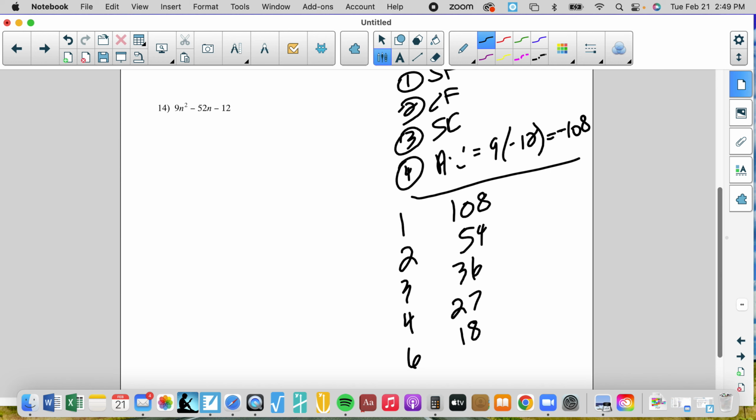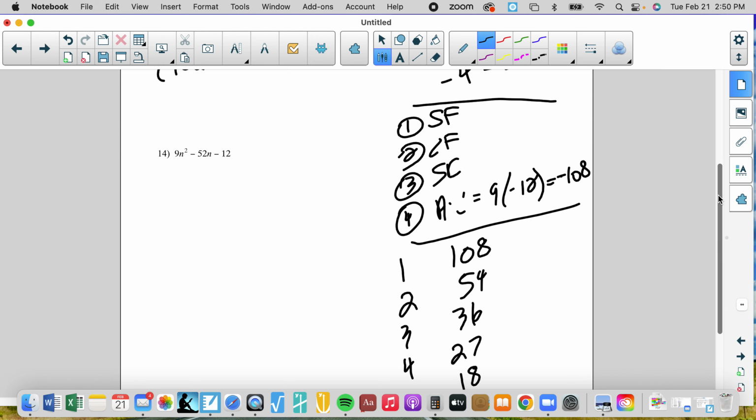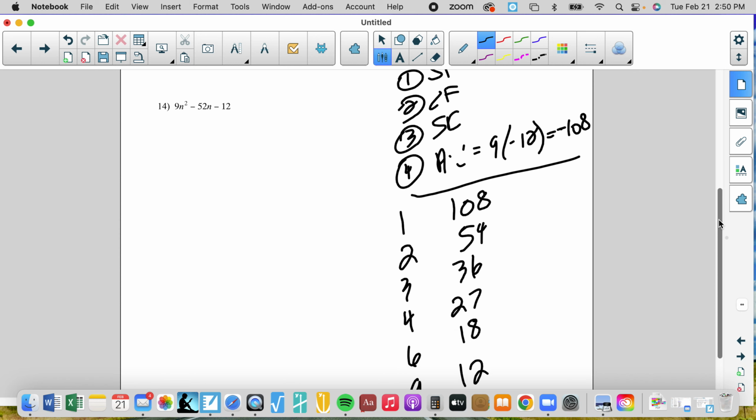7, I don't think 7. 8, no. Ooh, a lot of people probably tried 8. 9, 1 plus 8 equals 9. 9 goes into 9, so yes, 9 and 12. 10 and 11, no. Let's see if we got them all. Signs are different. Bigger is negative.